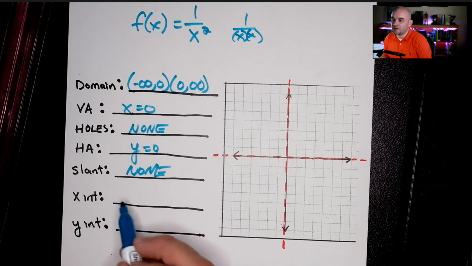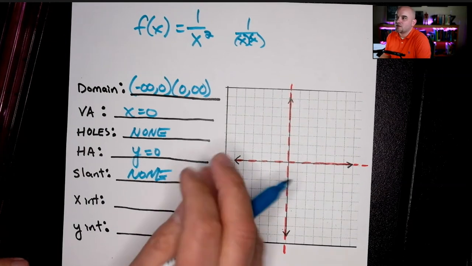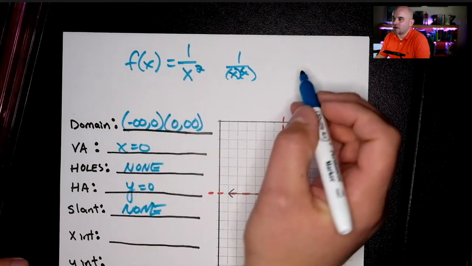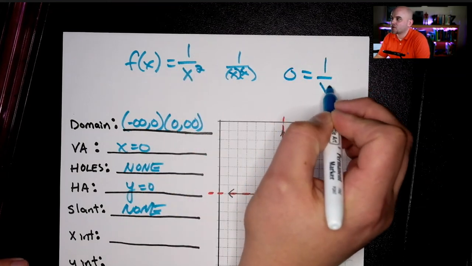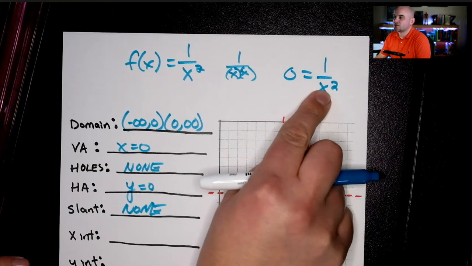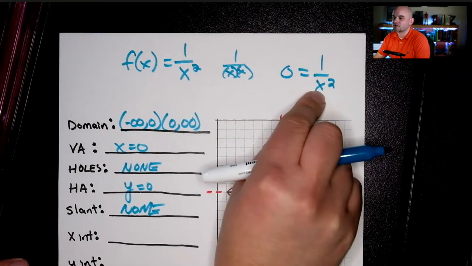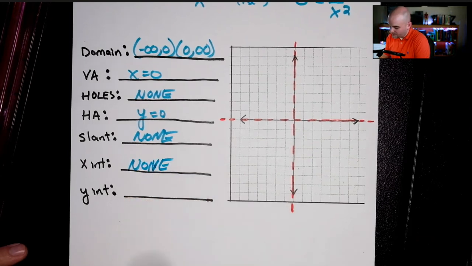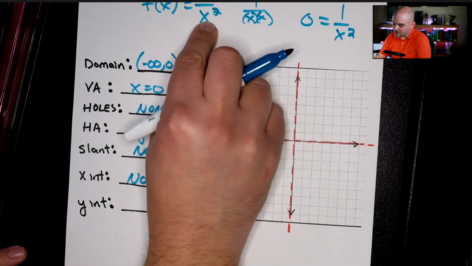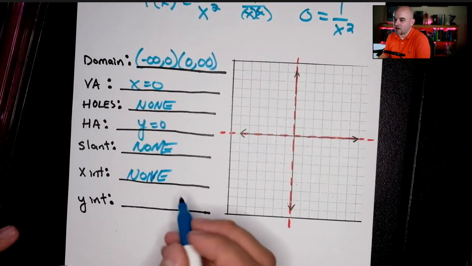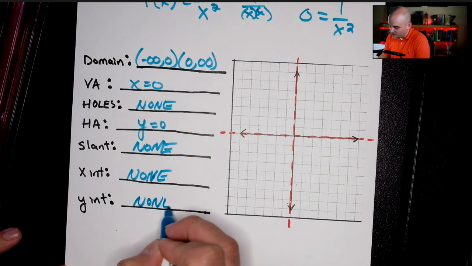Now, to find the x-intercept right here, you need to know, all right, when y equals 0, what x value makes this 0? And just like in the last one, there's nothing I can put in here that's going to make that 0, so this is going to be none as well. And for the y-intercept, when you put 0 in for x, then you get an error, right? Because it's not part of the domain. So there's none right there as well.